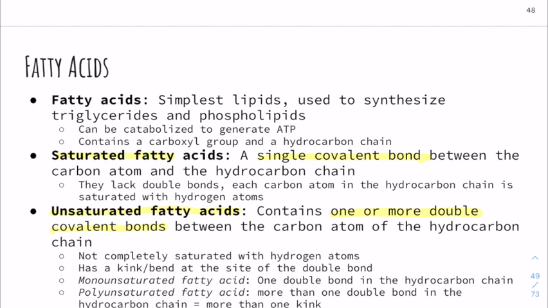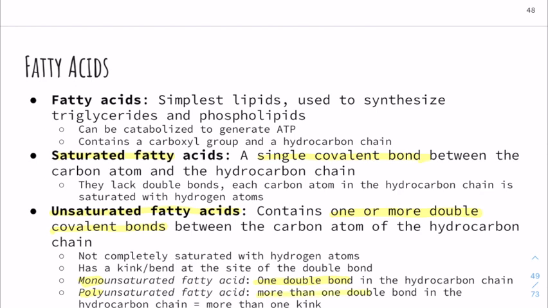We have monounsaturated fatty acids. Mono means one, so one double bond. Polyunsaturated, again, poly means many, so more than one double bond. And the hydrocarbon chain has more than one kink.